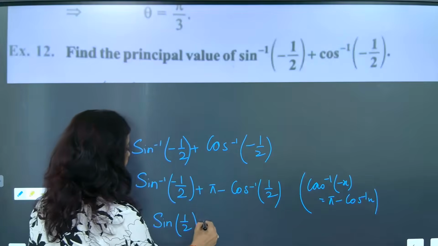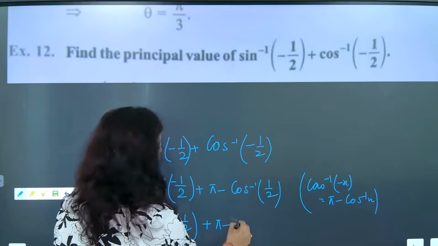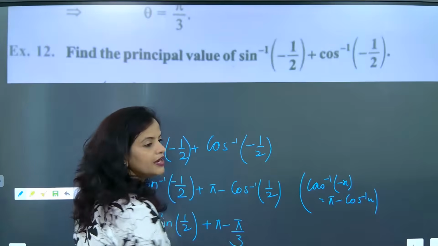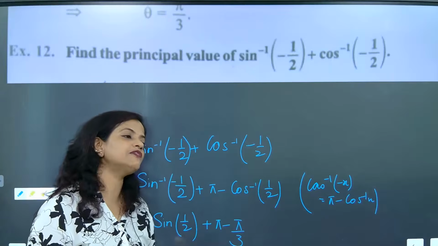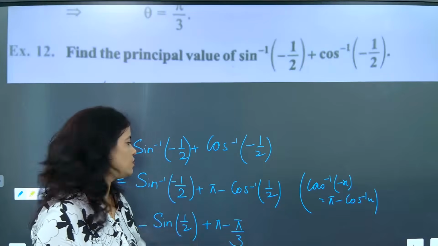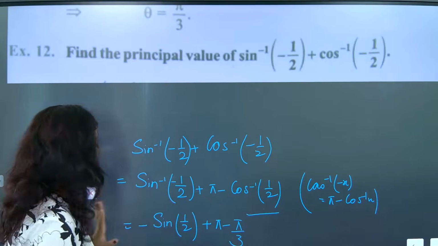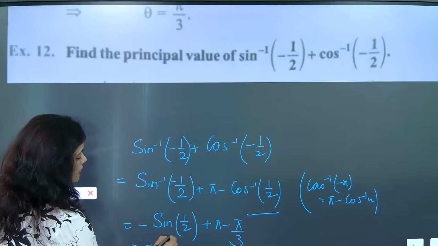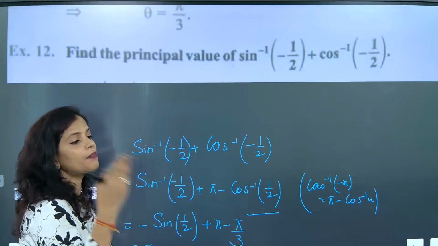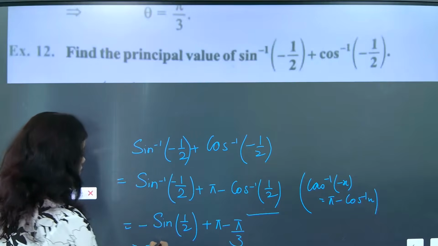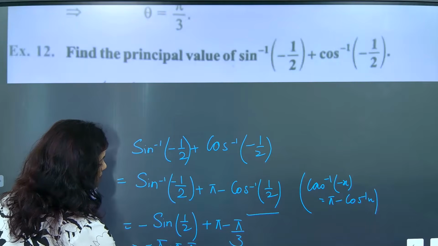Okay. So now cos inverse 1 by 2 will become pi by 3. Already we have done cos 60 degrees. Cos 60 is 1 by 2, so cos inverse 1 by 2 will become 60, and 60 degrees is pi by 3. Done. Now we will write here minus sine inverse 1 by 2, which is pi by 6, 30 degrees. So write minus pi by 6 plus pi minus pi by 3.